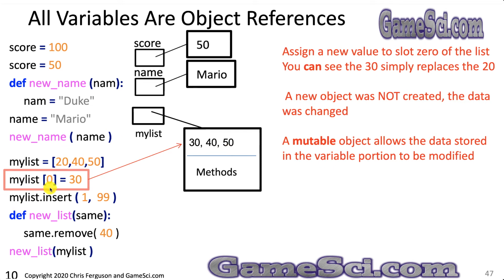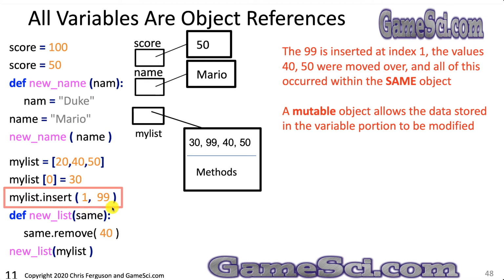I go to mylist subscript 0 and assign it a 30. And a 30 replaced the original 20. When you assign a new value to slot 0 of the list, you can see that the 30 simply replaced the 20. A new object was not created. The data inside the old object was changed. A mutable object allows the data stored in a variable portion to be modified. An immutable object will throw away the old object and create a new one. A mutable object will keep the same object and just alter the data inside of it.